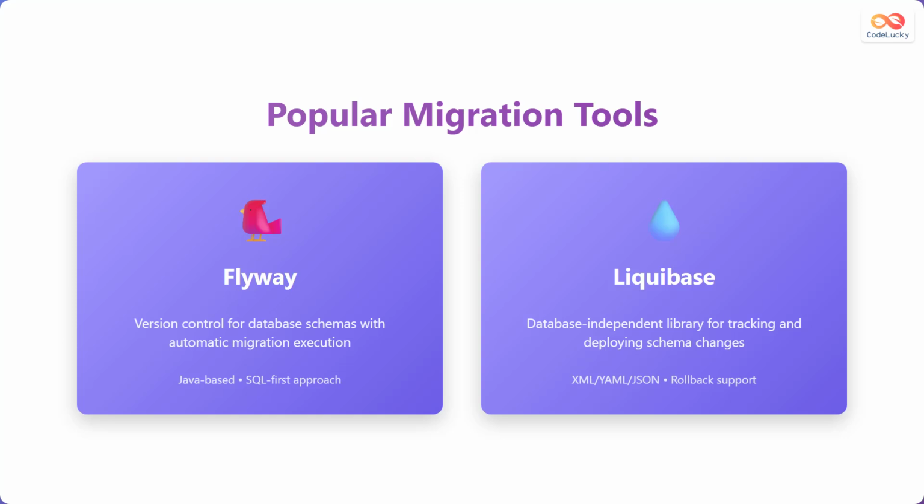To help manage database migrations, several tools are available. Flyway is a version control tool for database schemas with automatic migration execution. It is Java-based and uses a structured query language-first approach. Liquibase is a database-independent library for tracking and deploying schema changes. It supports extensible markup language, YAML, JavaScript object notation, and rollback.